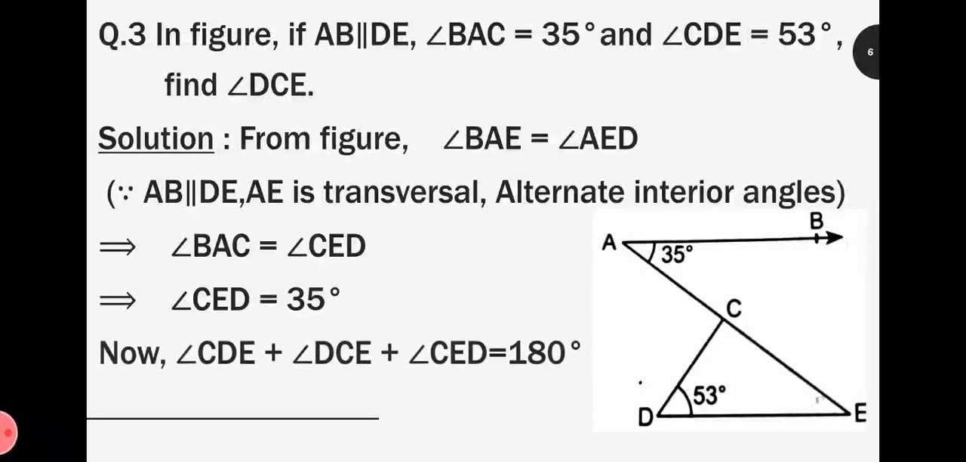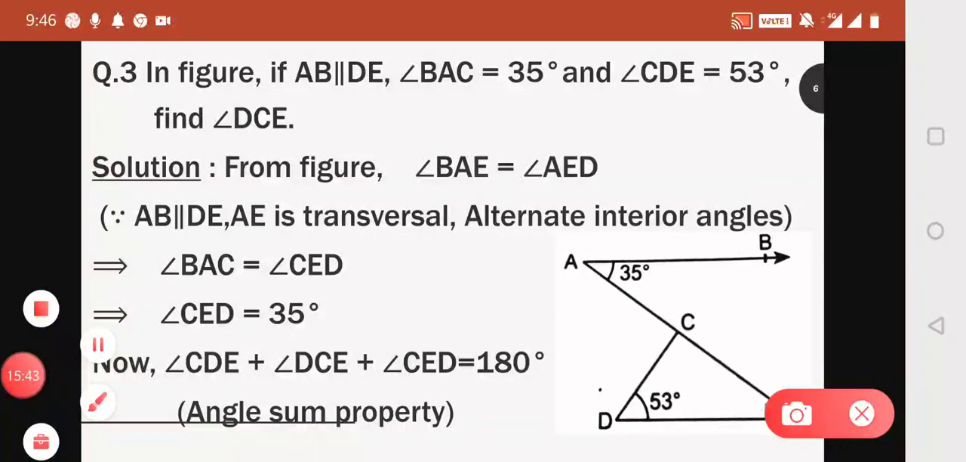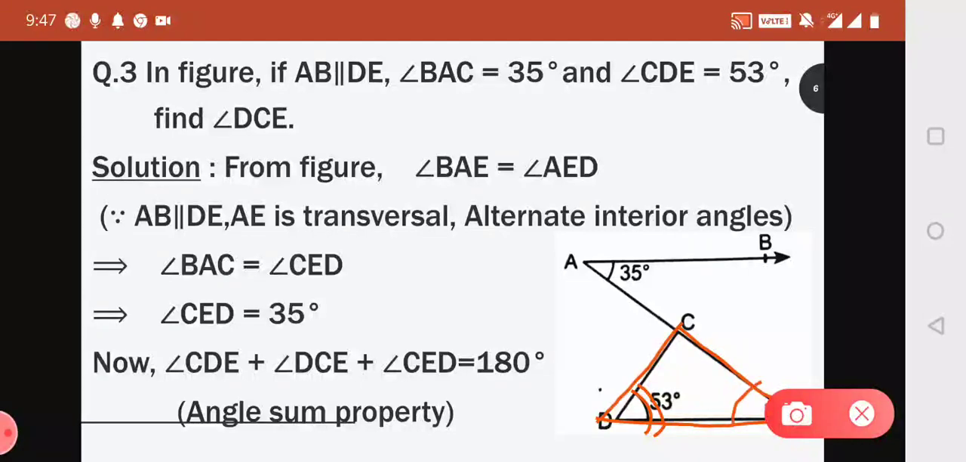Further solving. Now, angle CDE plus angle DCE plus angle CED equals 180 degrees according to the angle sum property. That is, the sum of all the angles of a triangle is 180 degrees. That is these three angles. Angle CDE, this is your angle CDE. We have taken this triangle now, CDE. In this triangle, angle CDE plus angle DCE, which we have found out right now, plus angle DCE will be equal to 180 degrees.